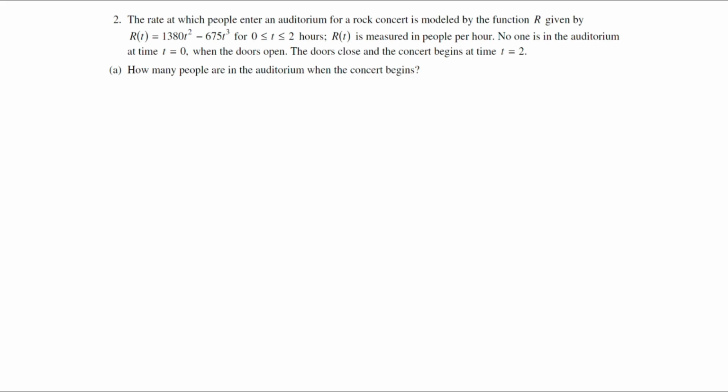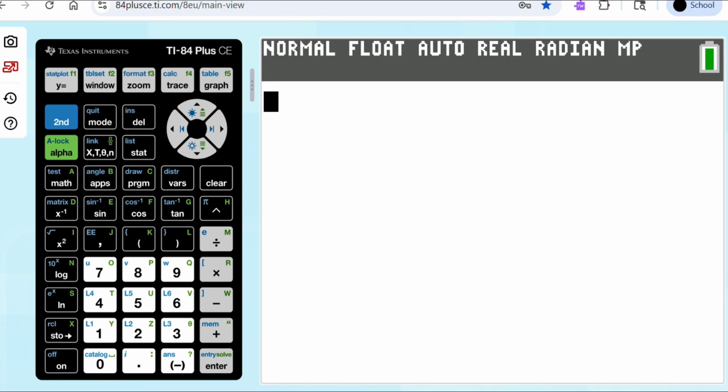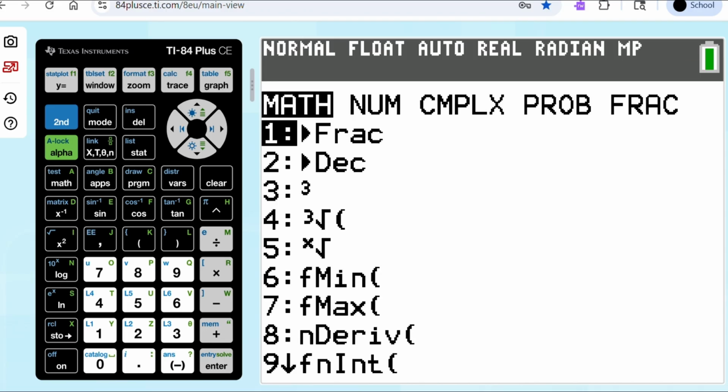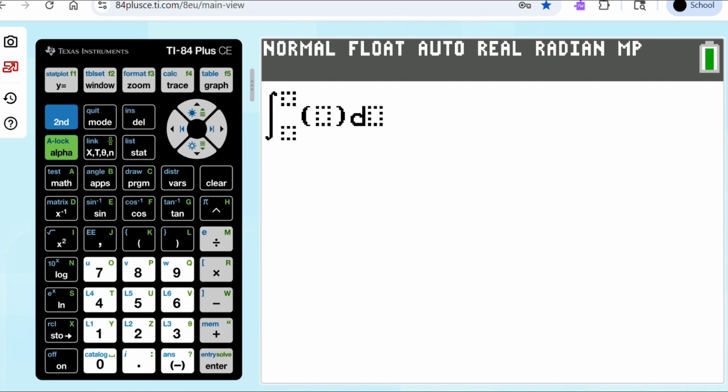Well, we just have to integrate from 0 to 2 the function r of t, right? You integrate the rate to get the amount. Now, this is an integral that could really easily be done by hand, but because this is a calculator question, I suggest you just use your calculator to do the integral so that you don't make an arithmetic error. We're going to hit math, and option number 9 down here. Again, you can just hit the 9. You don't have to scroll down to it.